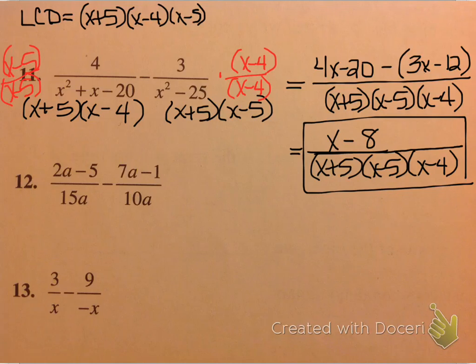Now let's look at this next one. We have 2a minus 5 over 15a minus 7a minus 1 over 10a. The least common denominator in this problem is going to be a little bit easier to identify. They both have a's, and so we just need to work with the numbers 15 and 10. 15 and 10 both go into 30, so I'm going to multiply my first fraction by 2 over 2, and I'm going to multiply my second fraction by 3 over 3.